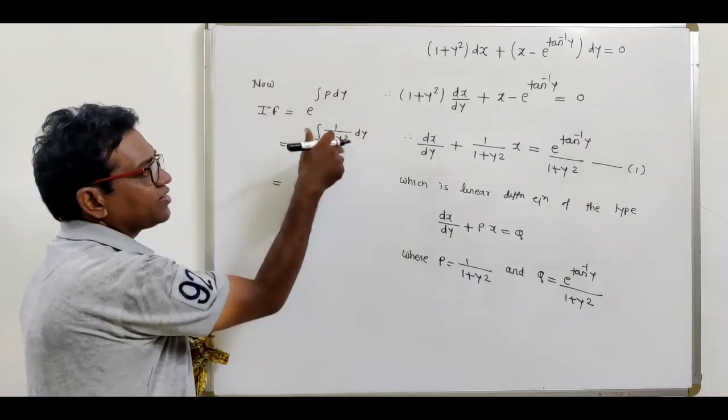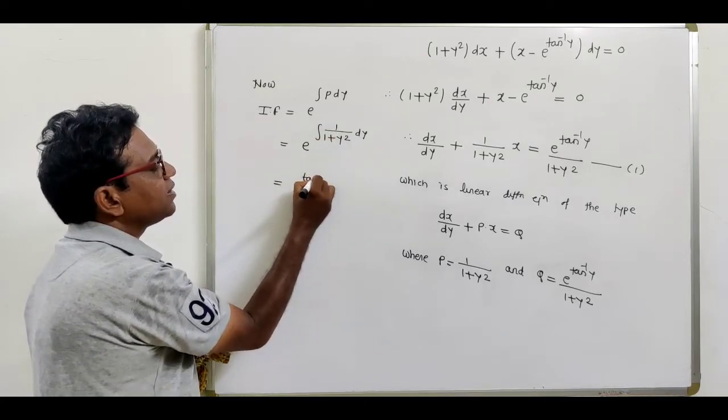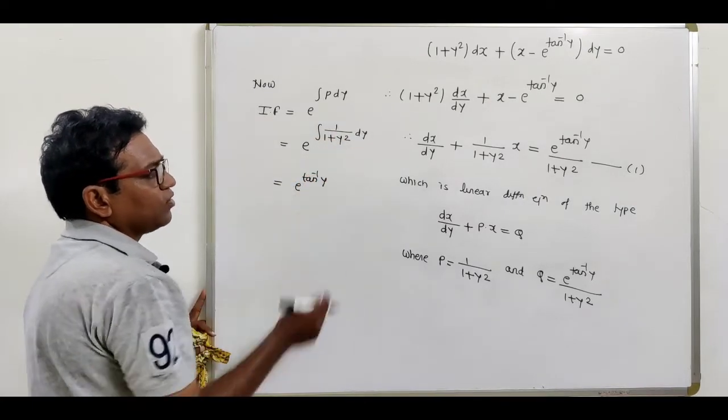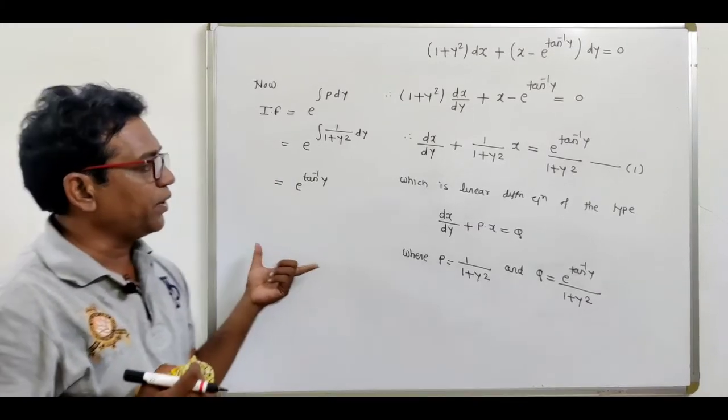So what is this integration? Integration of 1 upon 1 plus y square dy. This is tan inverse y. So this is our integrating factor. So this is our step number 2.